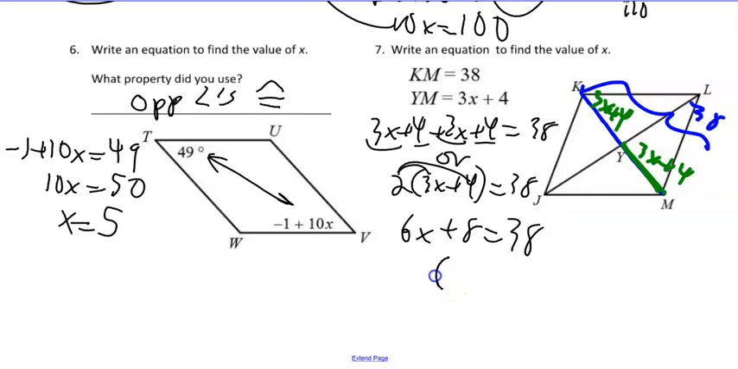We're going to subtract 8. 6x equals 30. And last but not least, we divide by 6. And again, we're going to get the answer of 5.